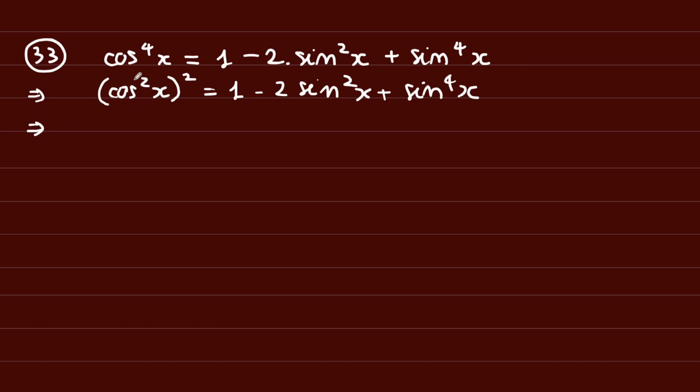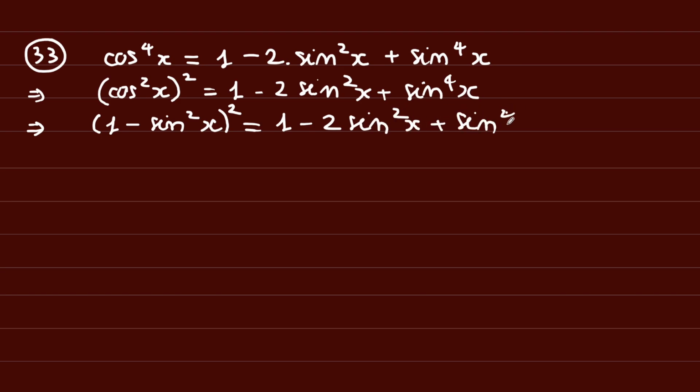Now the term cos square h, you know how to convert that to sine square. You get cos square h equal to 1 minus sine square h, inside the bracket and squared outside. And on the right hand side, I don't need to change anything yet. Now you get the identity of the perfect square: a minus b squared equals a squared minus 2ab plus b squared. Apply this one to the left hand side of this equation.